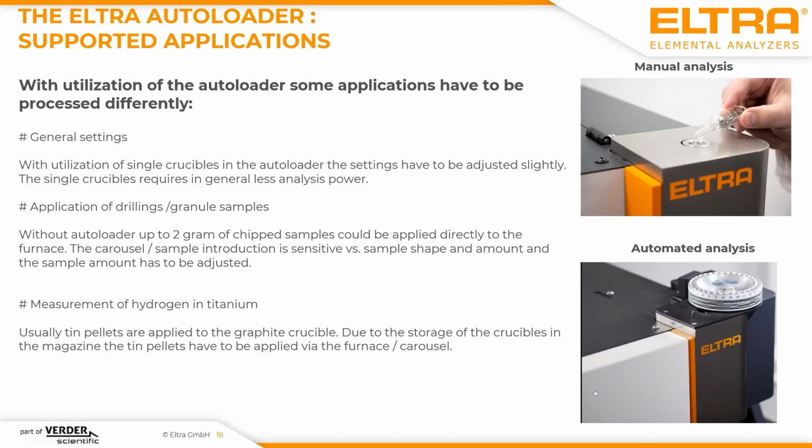When you are unsure if you can process your sample with an autoloader, please send us some samples and then we can perform some tests. And the analysis of hydrogen in titanium, which does mean application of extra flux, is explained on the next slides.